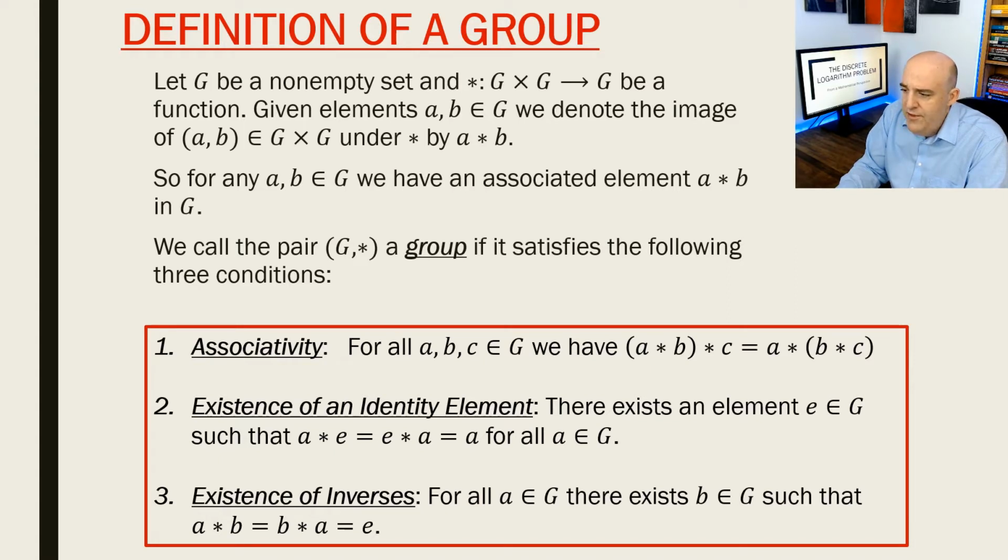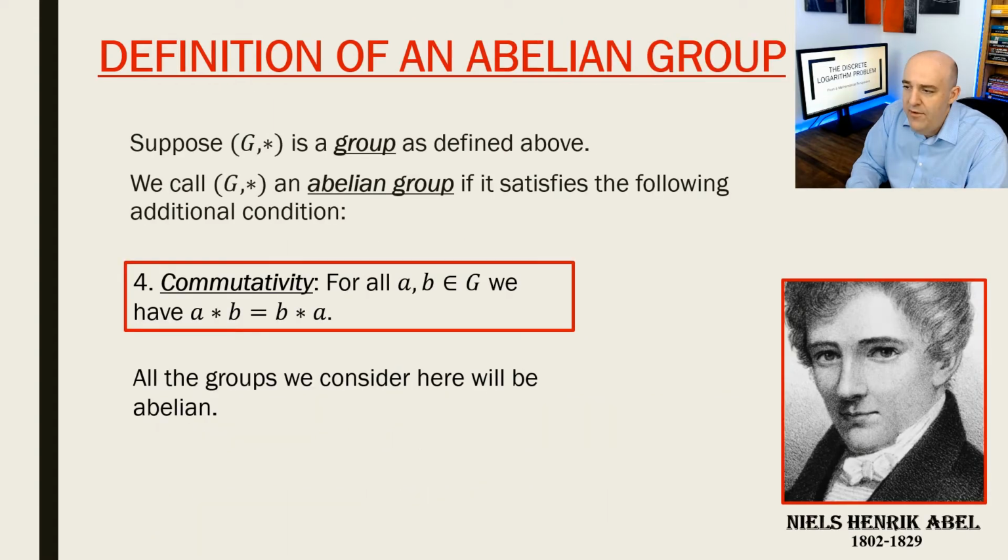Now, this definition doesn't demand that the operation be commutative. For the group to be commutative means that for every A and B in G, A star B is the same as B star A. And when this is true, we call this an abelian group.